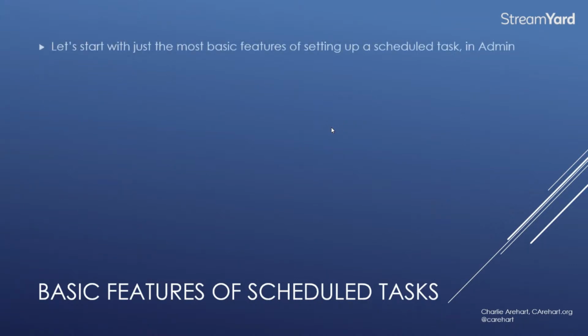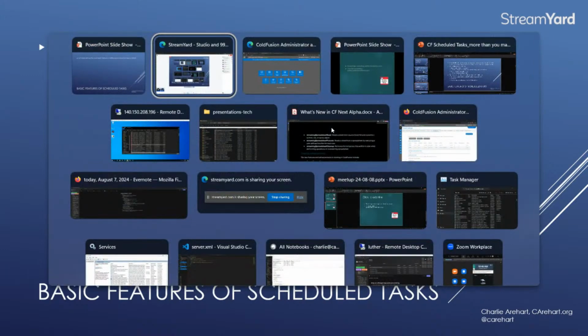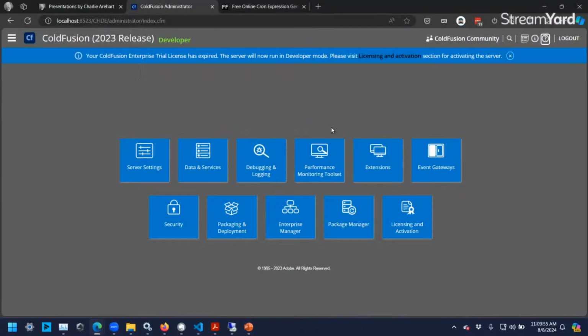Basic features of scheduled tasks. Let's start with the most basic features of setting up a scheduled task in the administrator, because that's what most people are going to do. You can do it through code, but here in the administrator, and I'm looking at the CF 2023 administrator. For those that haven't moved to 2023 yet, you'll always see this set of buttons on the first launch of the admin. I don't know if that's going to stay like that. These buttons and this look are new since CF 2018. If you're coming from 2016 or earlier, you're going to find this weird. But if you're on 2018 or later, you usually would see this at least once.